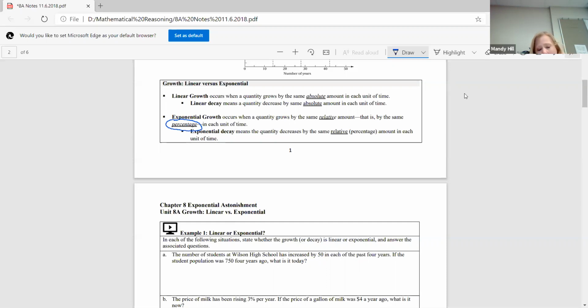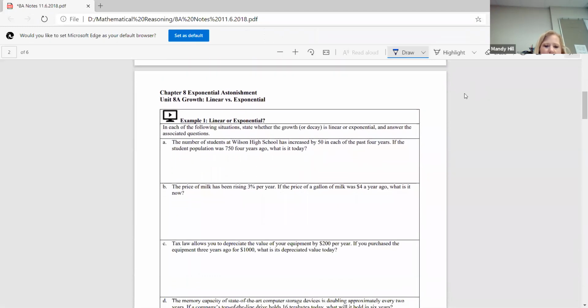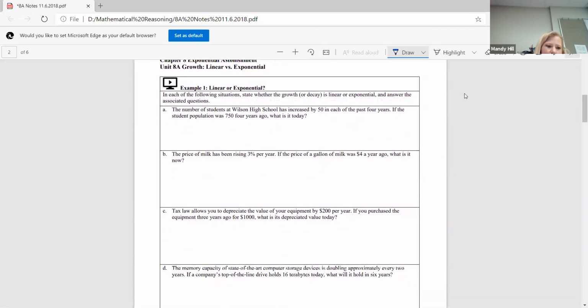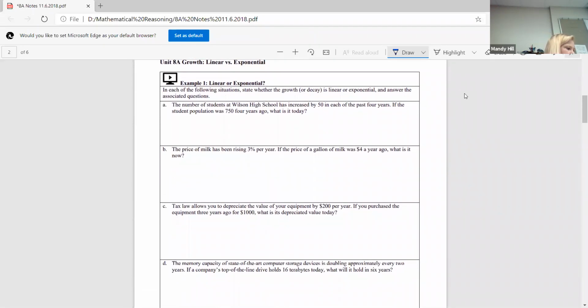Remember on that problem, we had a 5% growth, and exponential decay means the quantity decreases by the same relative percentage each time. So are these things linear or exponential? When you're going through these examples, you want to be able to recognize: am I talking about something linear, or something that's going to grow exponentially?